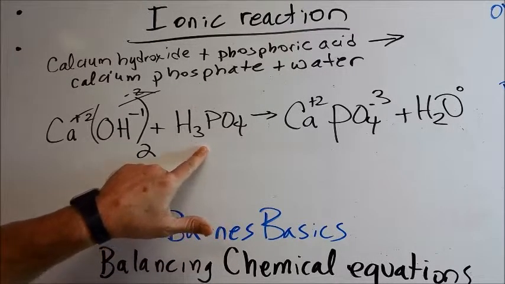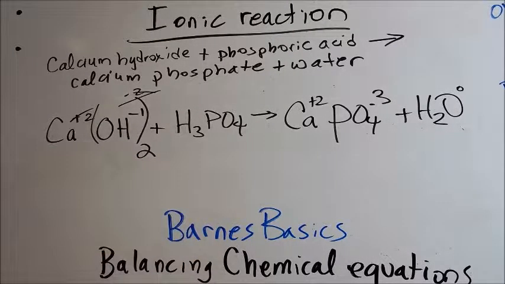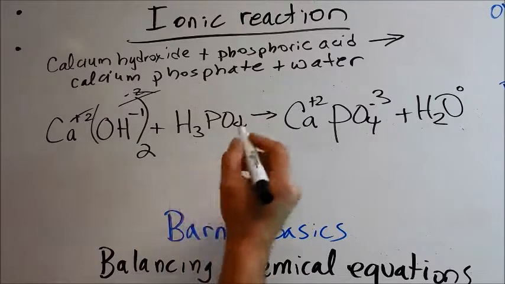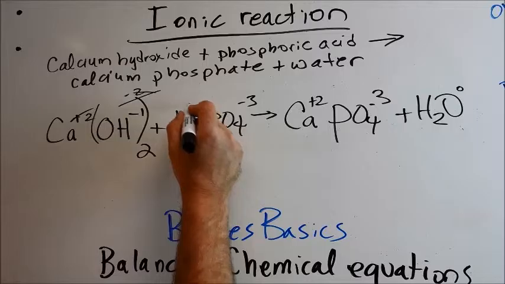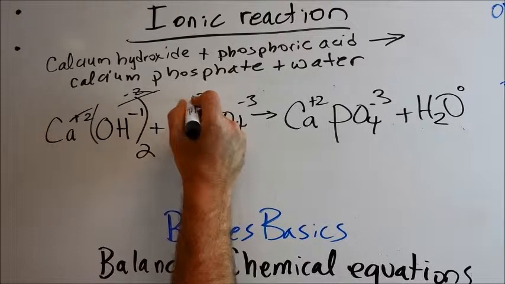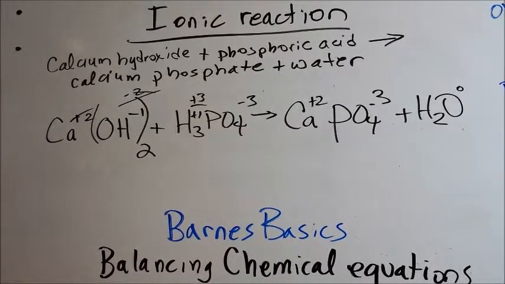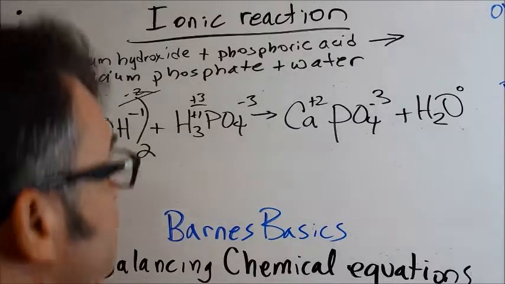Phosphoric acid, we've just memorized that. We just know that one is already balanced. We do know that phosphate is -3 and that hydrogens are usually +1. 3 times +1 is +3. So that cancels pretty nicely. Everything is pretty smooth there.